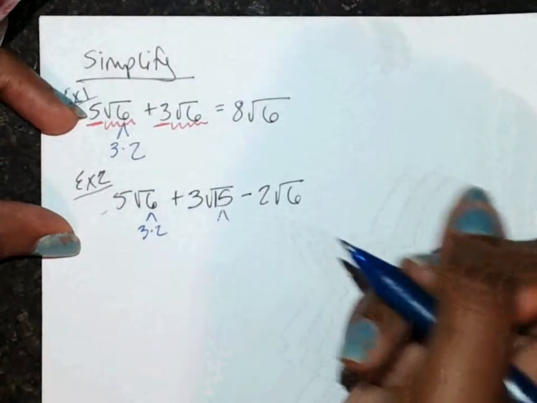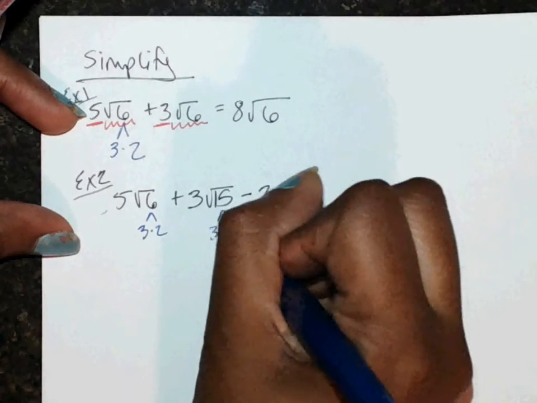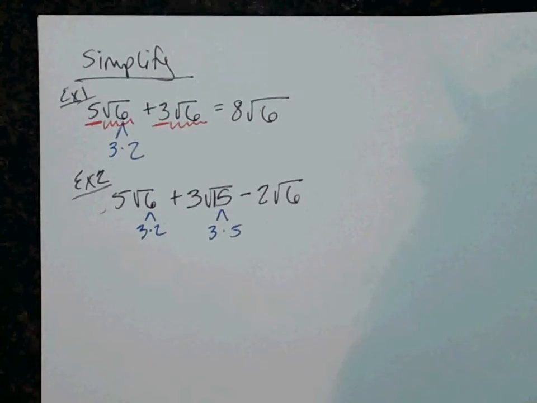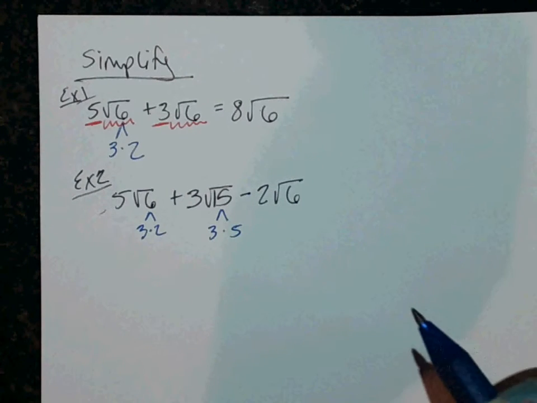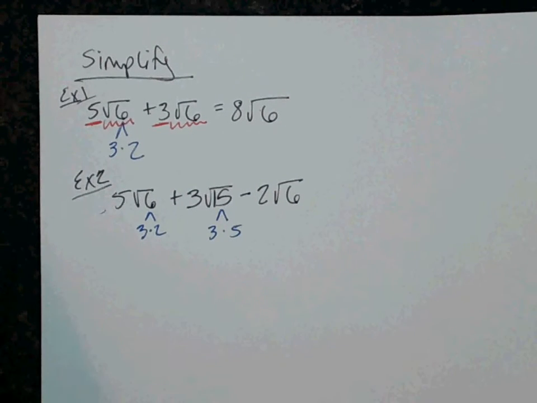Let's look at the square root of 15. It's 3 times 5. Can't really do anything with that either. So you can't simplify the radicals anymore. Now all you have to do is say, okay, are the radicals the same? I can add them if they're the same or subtract. And if they're not the same, I can't do anything with them.